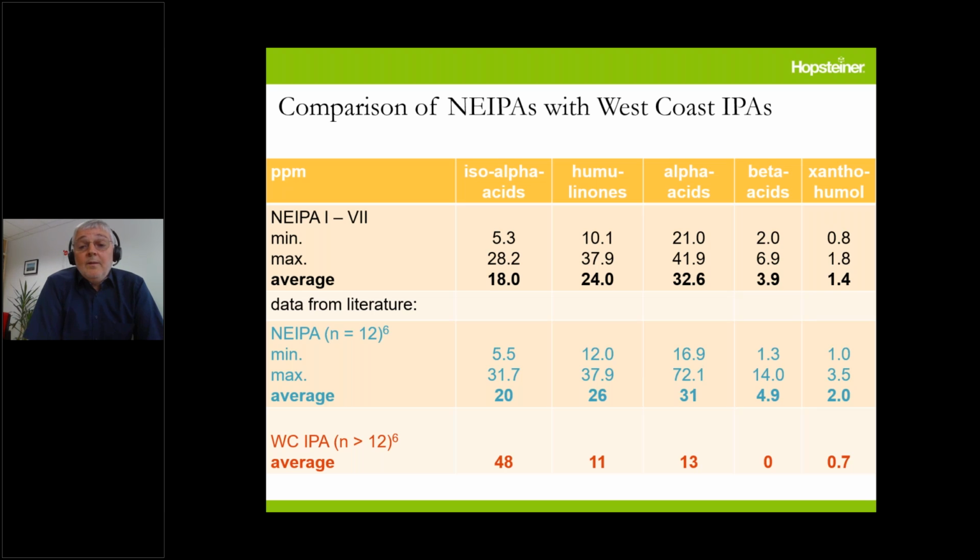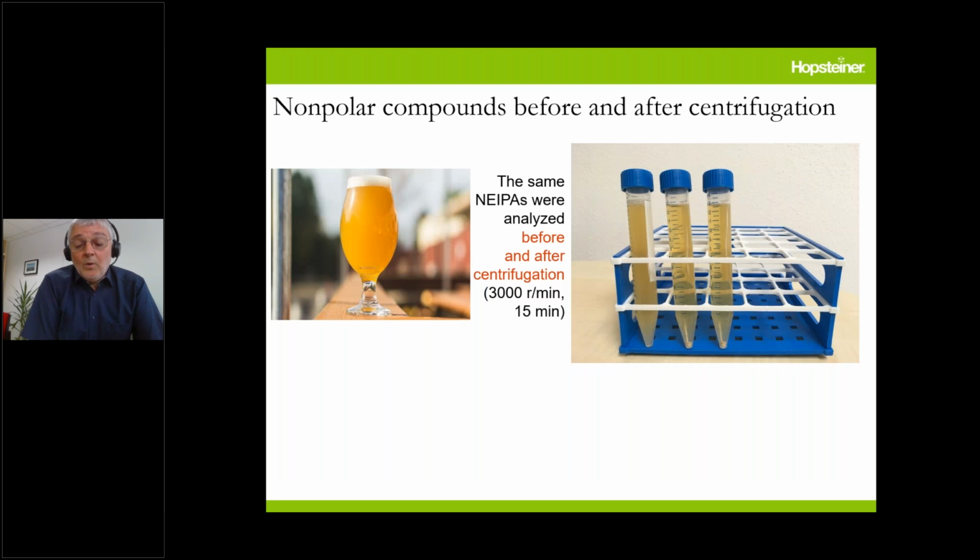It's not present in the West Coast IPAs, and it's only present in the New England IPAs. And with xanthohumol, again, we have higher concentrations in the New England IPAs as compared to the West Coast IPAs. And therefore, let's have a closer look at the New England IPAs to see which influence the haze has on this composition of bitter compounds. So we analyzed the same New England IPAs before and after centrifugation.